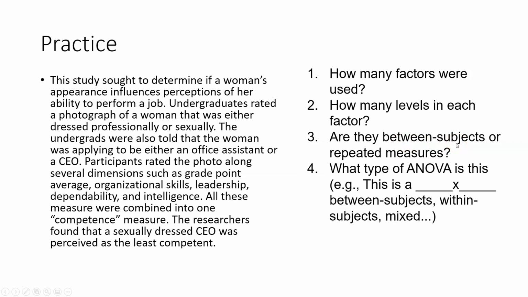Thus, we could say this is a two-way independent or two-way between subjects ANOVA. We could say this is a 2 by 2 between subjects ANOVA. There's different ways of characterizing it there.